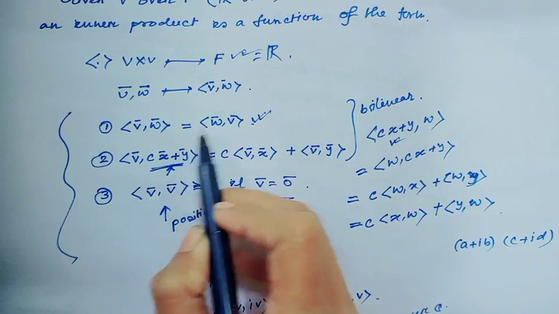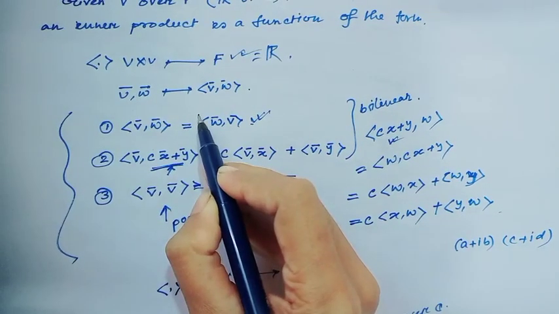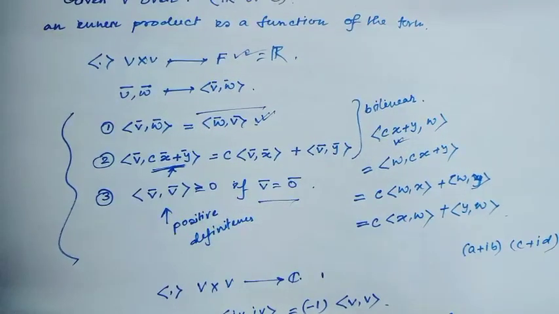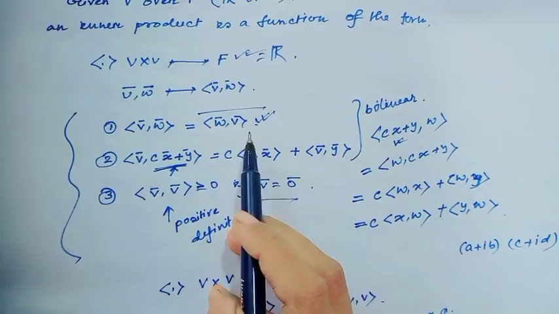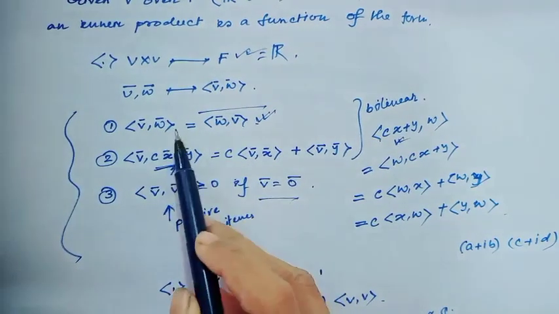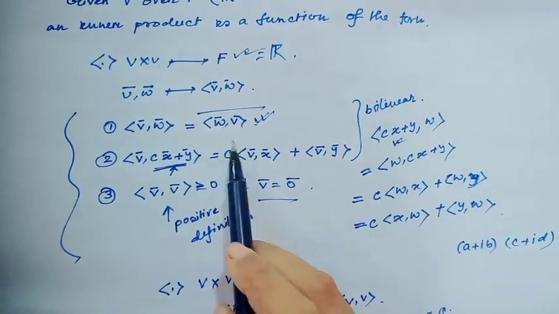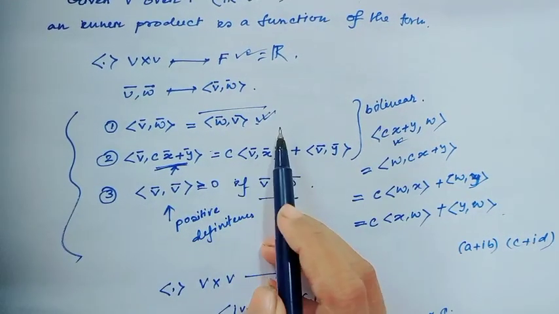So when the field is complex numbers, then inner product ⟨v,w⟩ is equal to the conjugate of inner product ⟨w,v⟩. This is true only for real numbers, but when the field is complex, then inner product ⟨v,w⟩ is equal to the conjugate of ⟨w,v⟩.